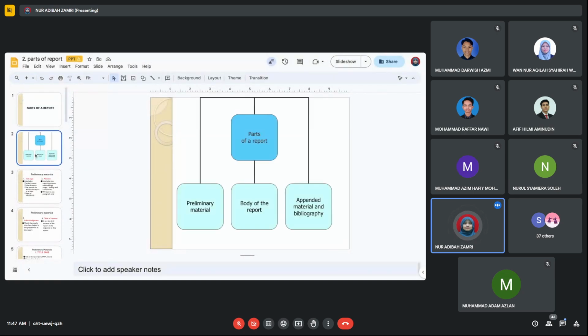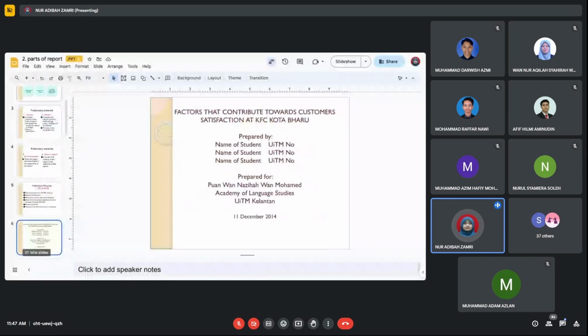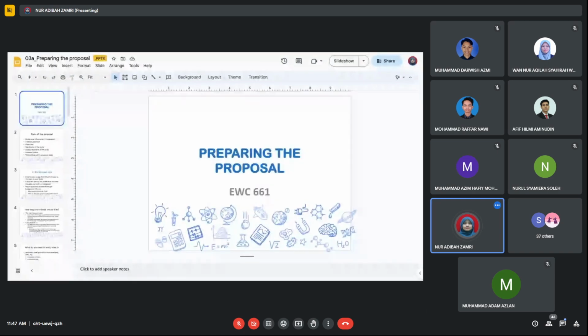Okay, this one we can skip. This is just preliminary materials. You need to have all these things. We can go back later when you want to write your final report. This one we skip too. We take a look at this. All right, so now preparing the proposal.